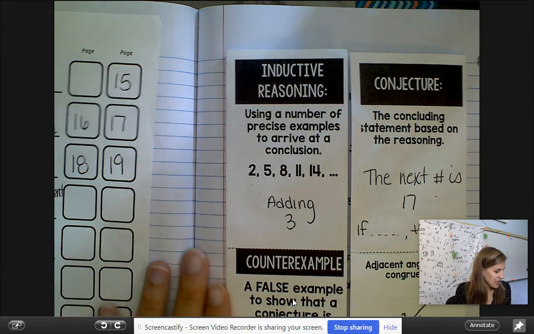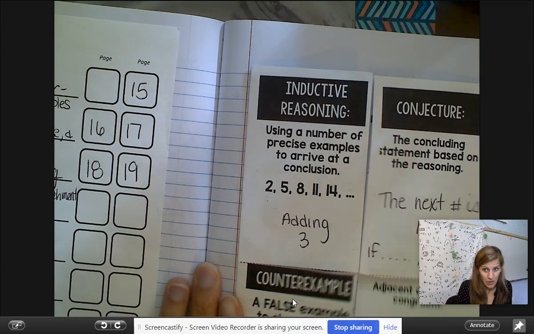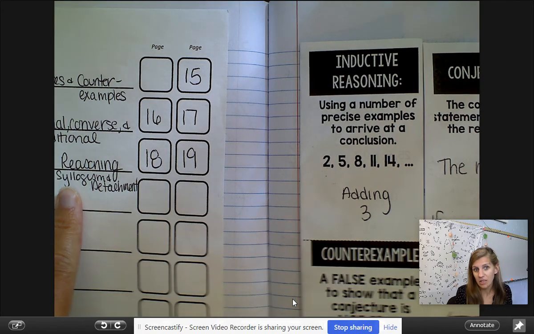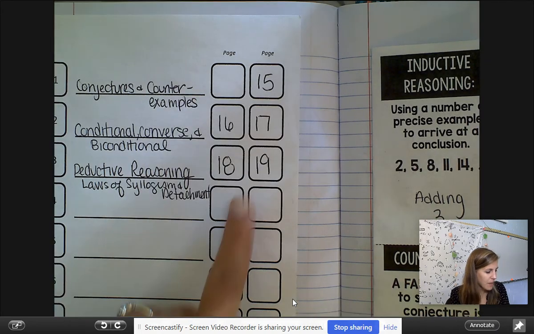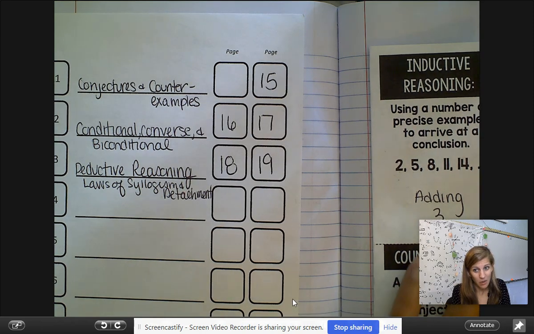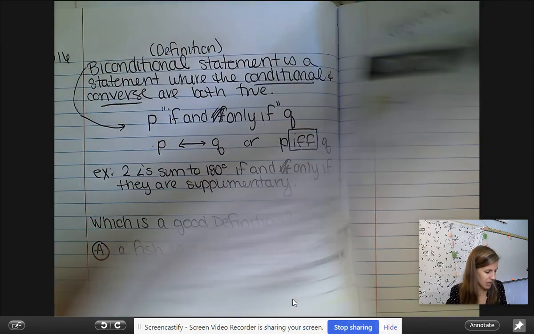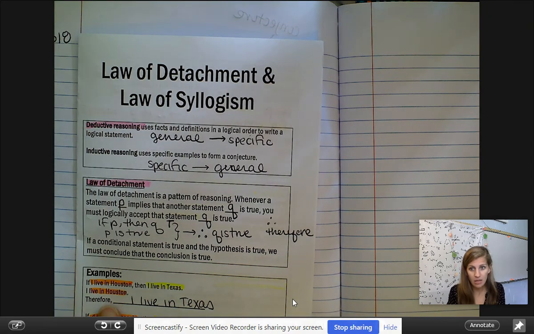All right, guys, so we are going to actually add to our page from the other day. So deductive reasoning, our law of syllogism and law of detachment. So that was kind of a long one. I didn't want to make it any longer. And on page 18, we talked about these different laws.